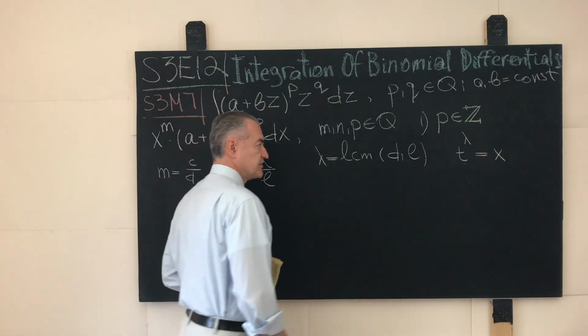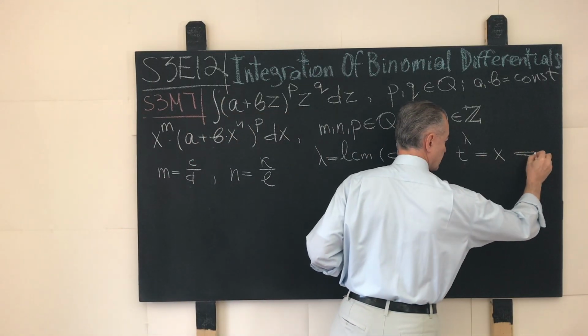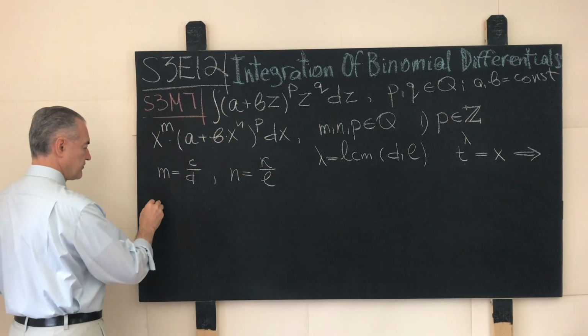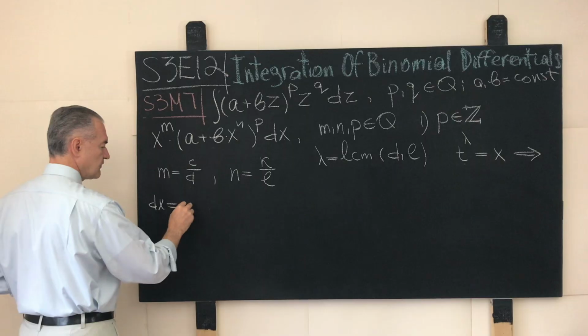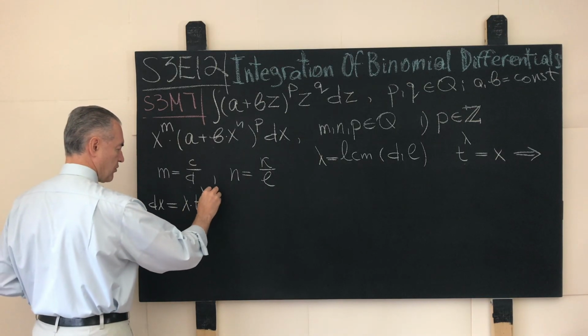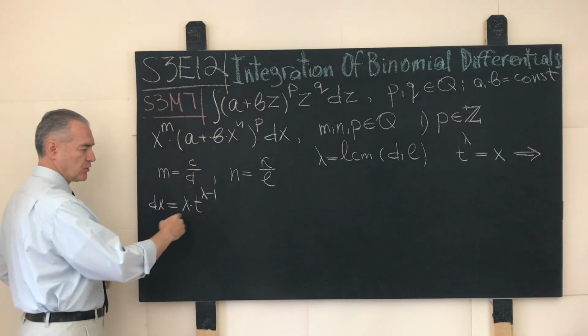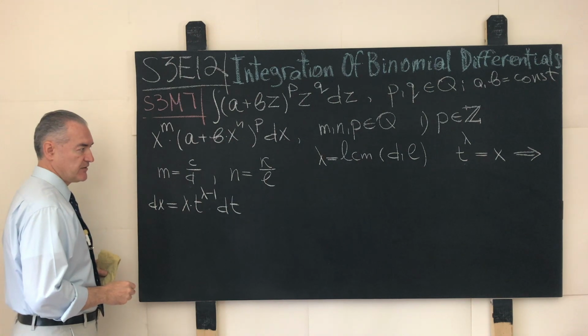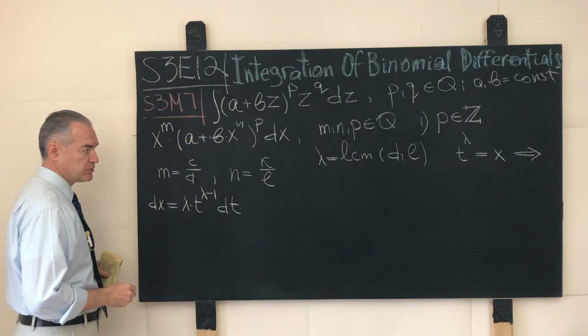Well, from this substitution, what do we have? From this substitution, we have the following trivial result. dx will be equal to lambda times t raised to the power lambda minus 1 dt. That much is evident. This is nothing very complicated.